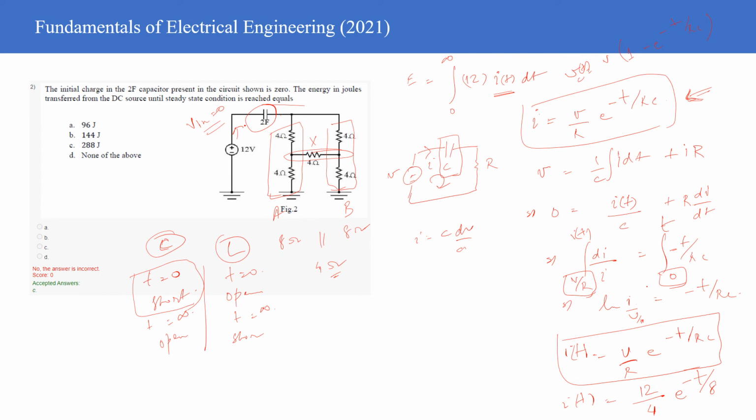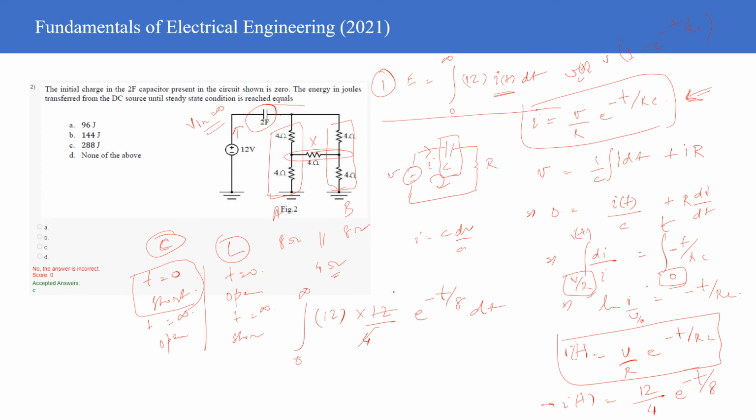volt battery source. So what you do is you plug this particular expression into equation number 1, right? What is equation number 1? The expression of energy. And you integrate it, you will get the answer, right? So let me just plug it in. So 12 into 12 by 4 e to the power minus t by 8 dt, integral 0 to infinity. So this is what?